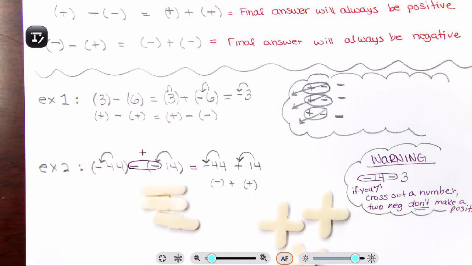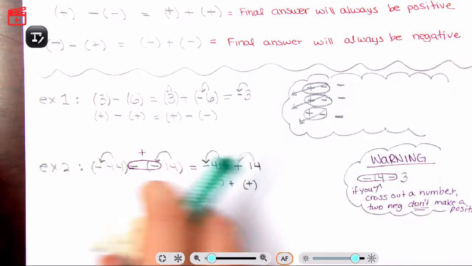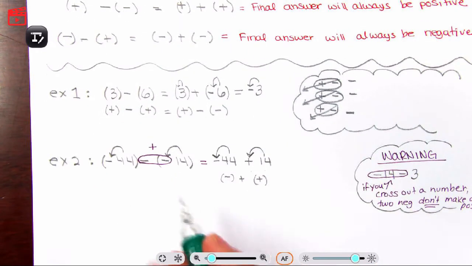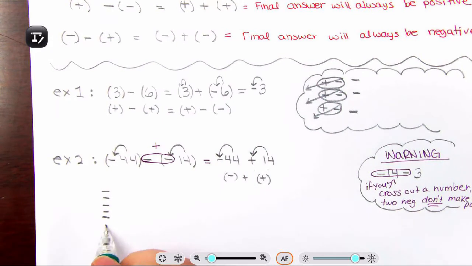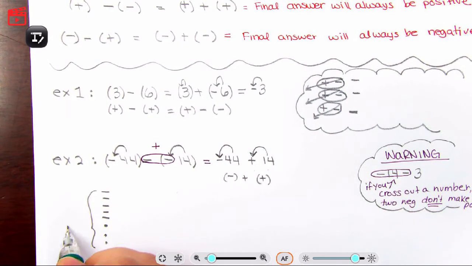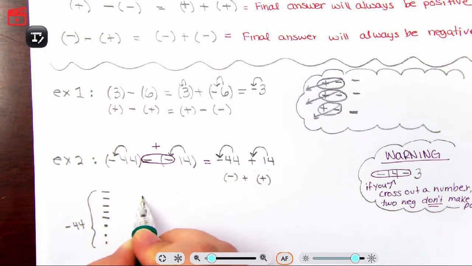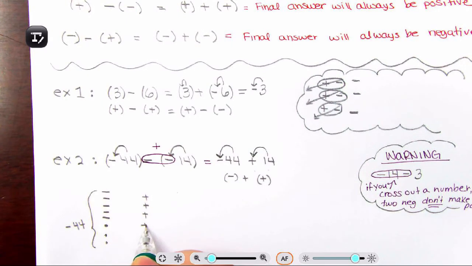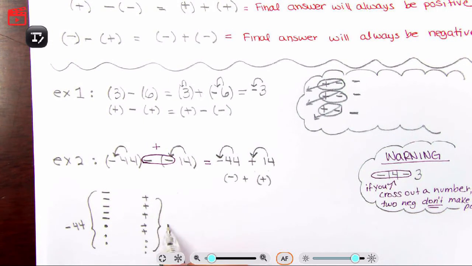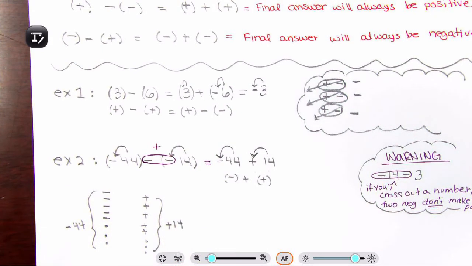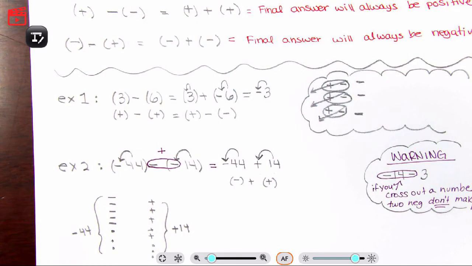How much more would I have? So if I was to draw this out again, I'm not going to do it, but if I had negative, I'm going to put a dot, dot, dot. If I have negative 44 and I had, let's see, 1, 2, 3, 4, 5. I just want to keep it the same. And I had positive 14, how much more would I have? So here's a kind of a trick that you can do.